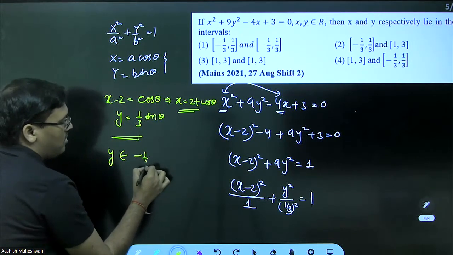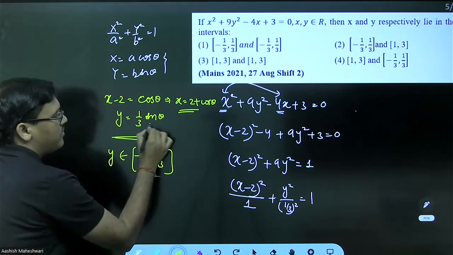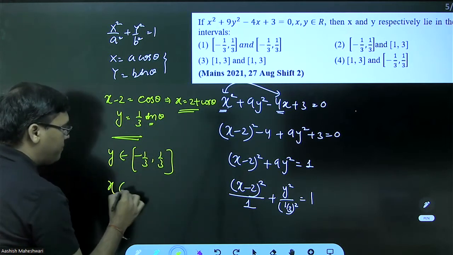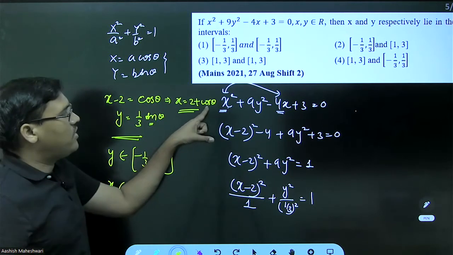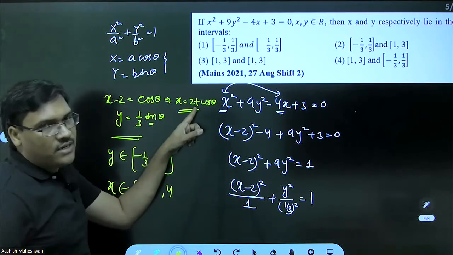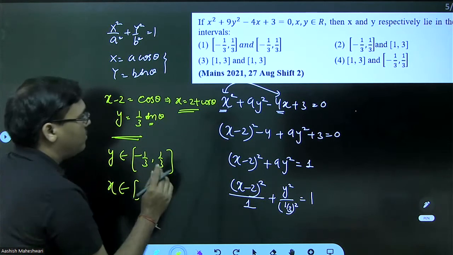Y belongs to minus 1 by 3 to 1 by 3. Why? Because sin theta is between minus 1 and plus 1. And what is the range of x? X belongs to, what is the maximum value of cos theta? 1. So this is 4. What is the minimum value of cos theta? Minus 1. So this will be 2 minus 1, which is, sorry.